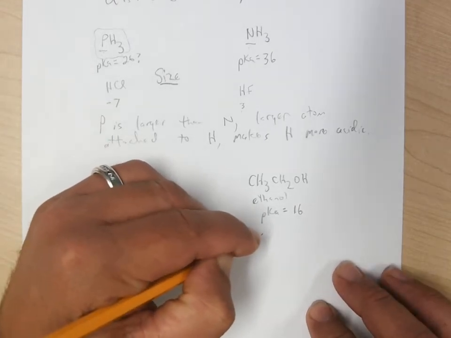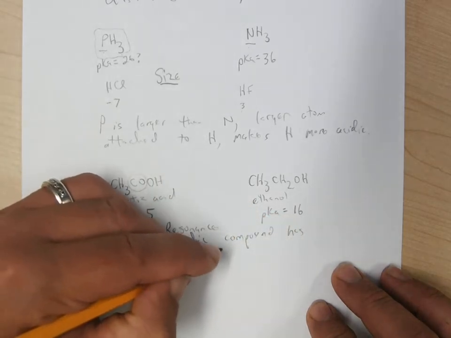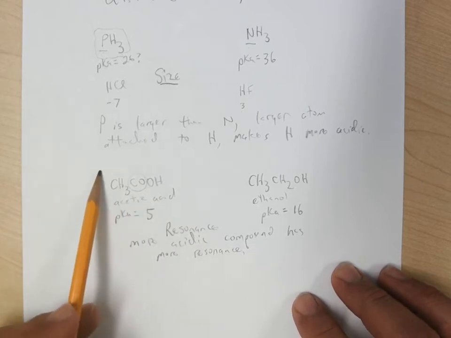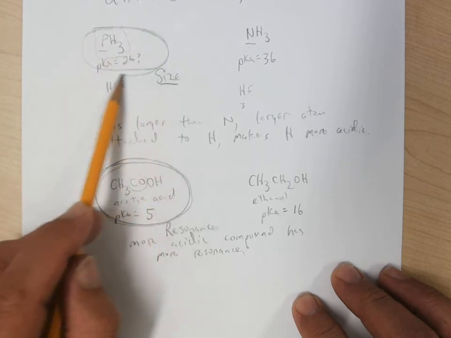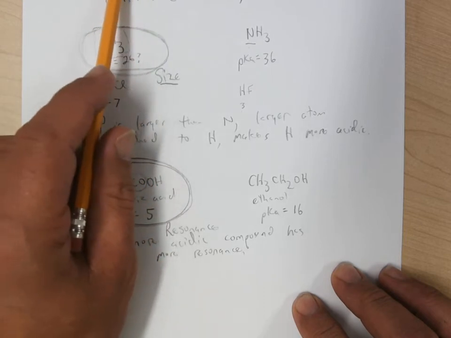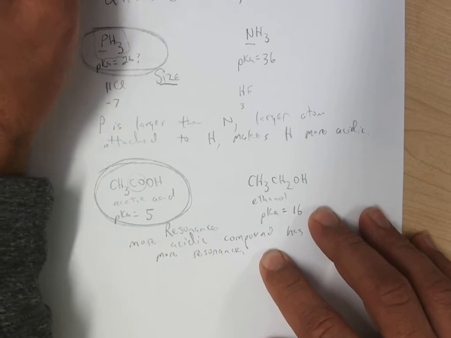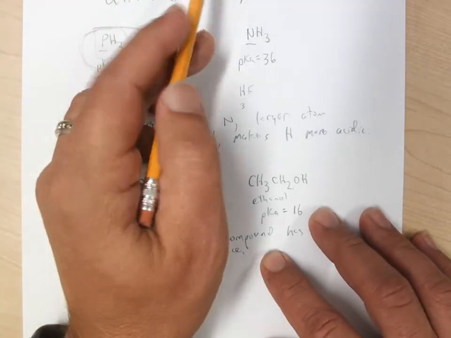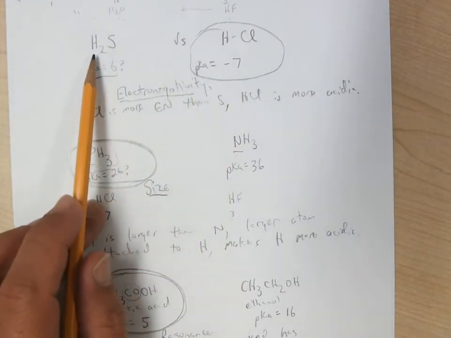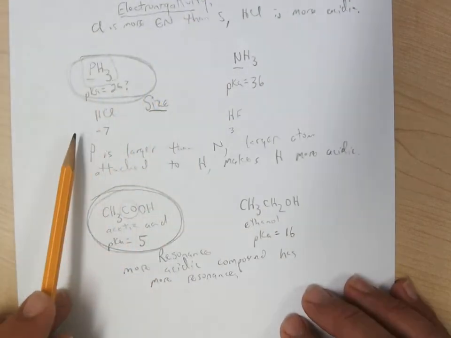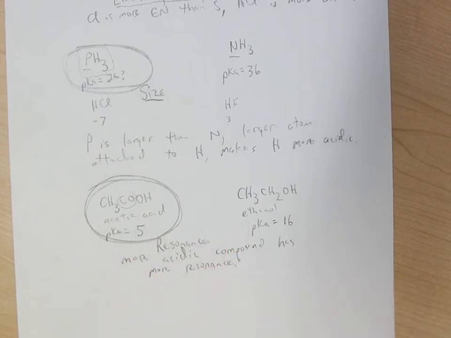compound has more resonance. And what I should be doing is circling boldly the more acidic of each of these. And here I circled the H2S to just highlight it before. If I'm doing that in my mind, I have to remember the instructions were to circle the more acidic compound. We're going to have to go back and double check to make sure we circled the HCl and uncircled the H2S. That's more acidic. Phosphine is more acidic than ammonia. And then acetic acid is more acidic than ethanol.